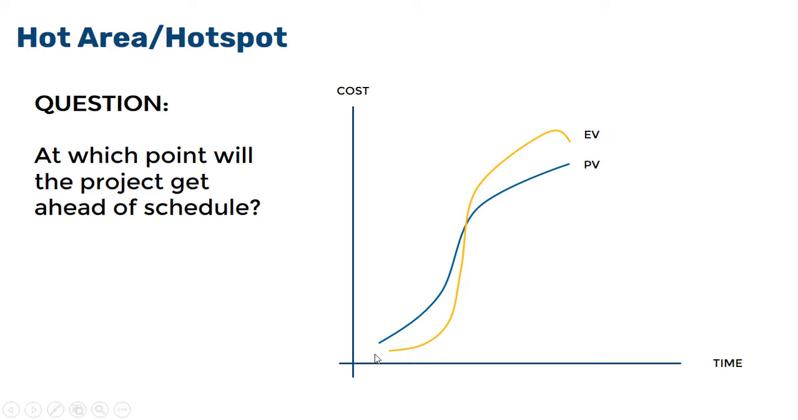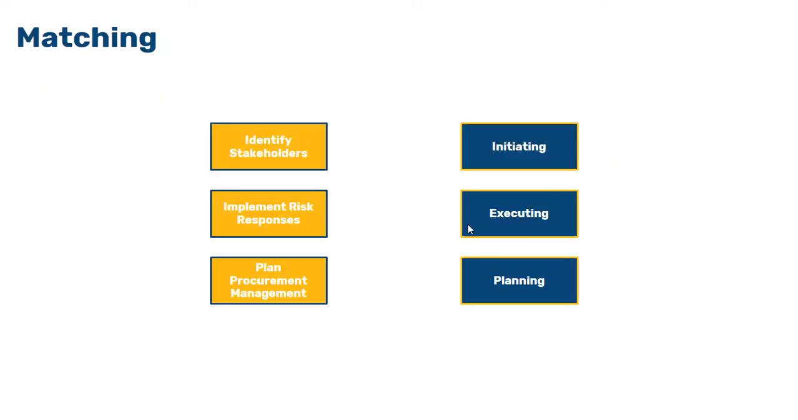We have the planned value curve and we have the earned value curve. So as we know from the formula, earned value minus planned value will give us the schedule variance of the project. So the project will get ahead of schedule where the earned value is more than planned value, which means that somewhere around here the project will get ahead of schedule. What you will have to do in the exam is to click this area as your answer, as you can see in here. Next type of question is the matching questions.